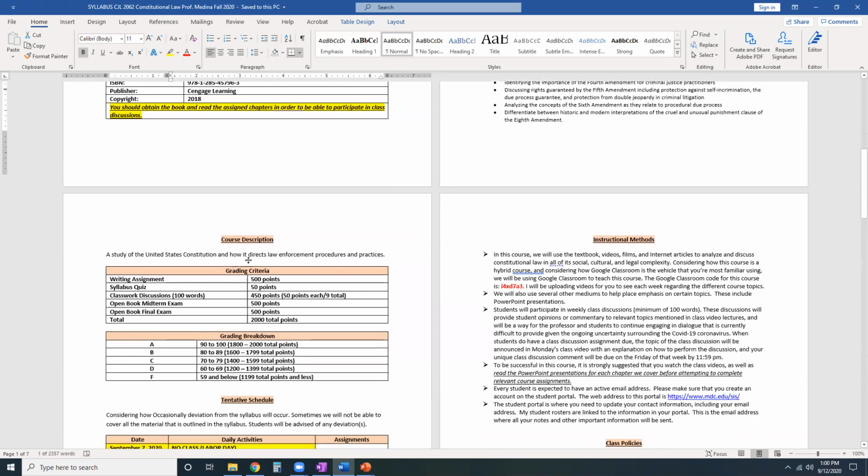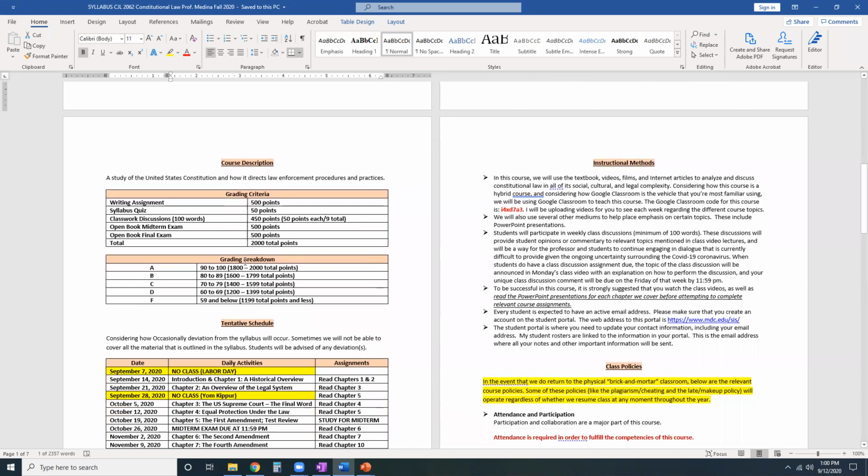Regarding the course outline, everything is going to be based off of total number of points. So your writing assignment, which you have one essay for the course, is worth 500 points. The syllabus quiz that you should take before Wednesday at midnight is worth 50 points. And then we have class discussions. What I mean by that is it's your job to make sure that you comment on a class discussion topic that I've posted online, and I will post those throughout the course. A total of 9 of them will be assigned.